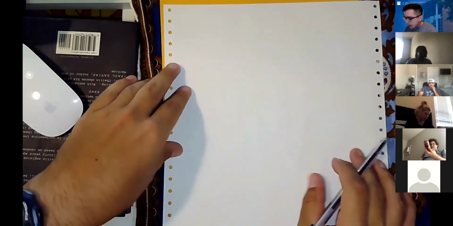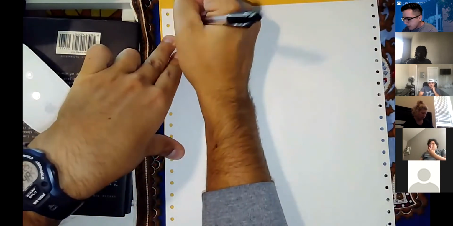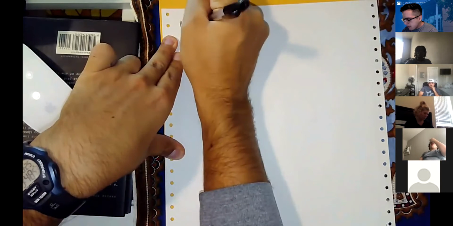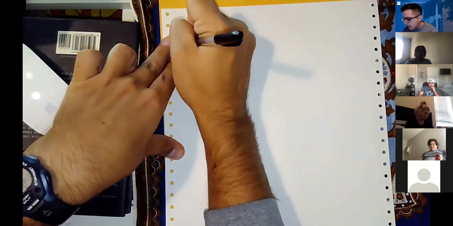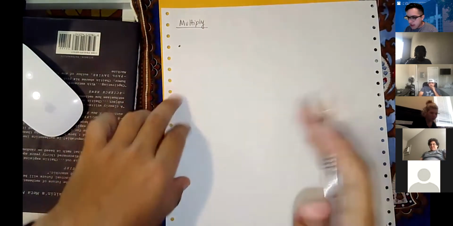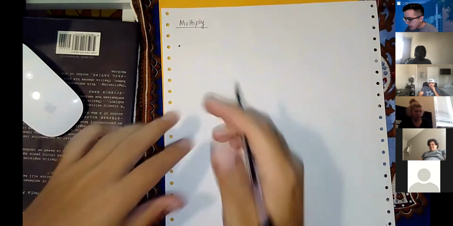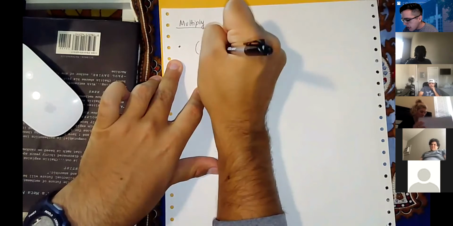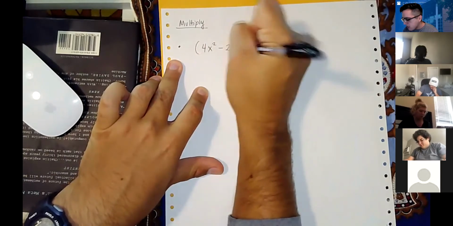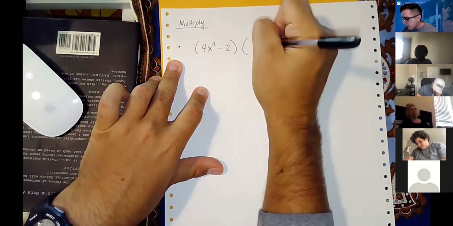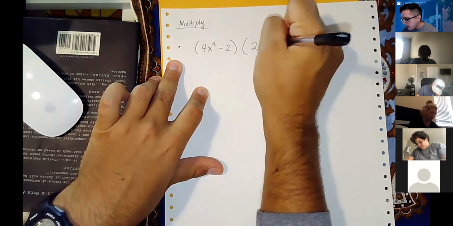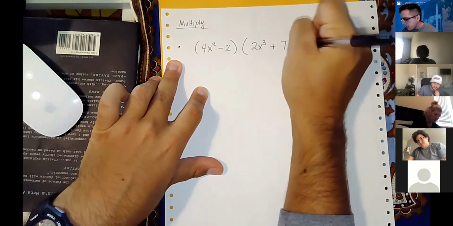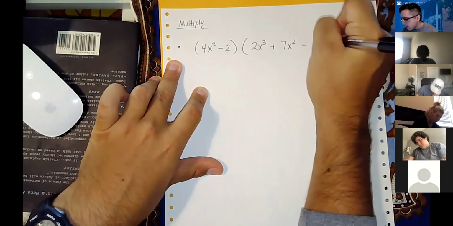Okay. Well, now we sort of want to multiply some more complex things. Let me go ahead and give you some more challenging examples. I'll throw you guys in the breakout rooms and you guys can work on these for a second. Let's go with 4x squared minus 2 times 2x to the third plus 7x squared minus 5.